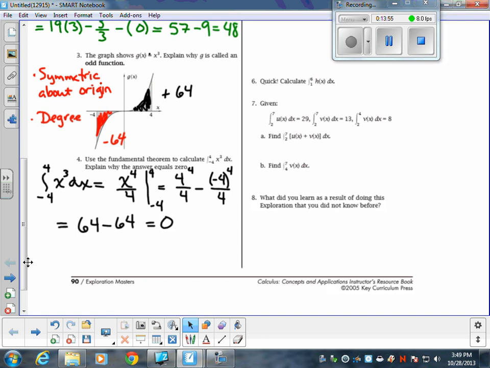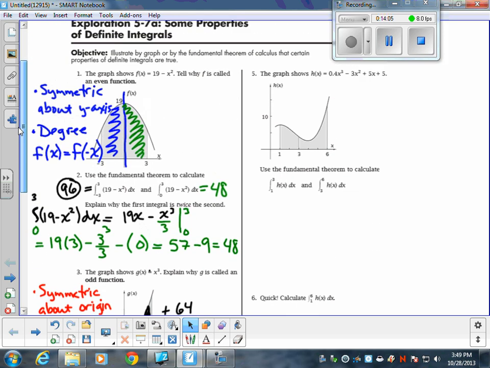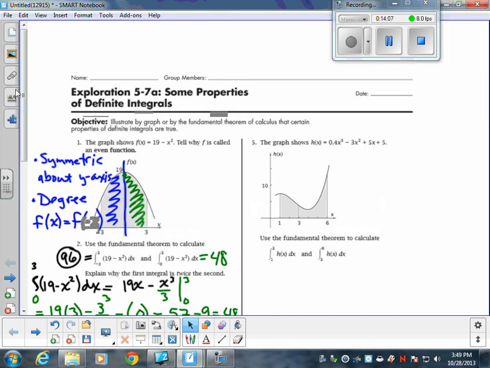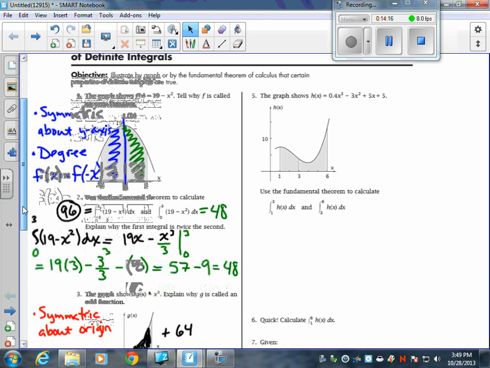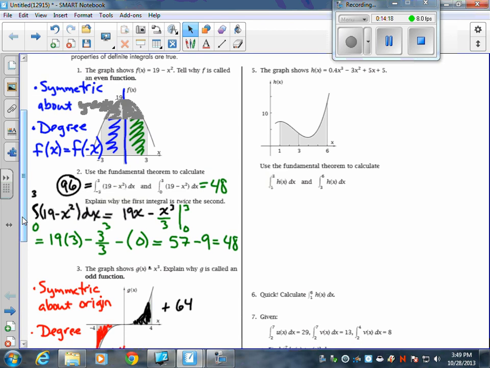So again, this is only for an odd function that is actually symmetric about the origin. This doesn't work for everything. Moving on to number 5. In number 5, we have that the graph here, h of x, is shown. Use the fundamental theorem of calculus to evaluate these two definite integrals.